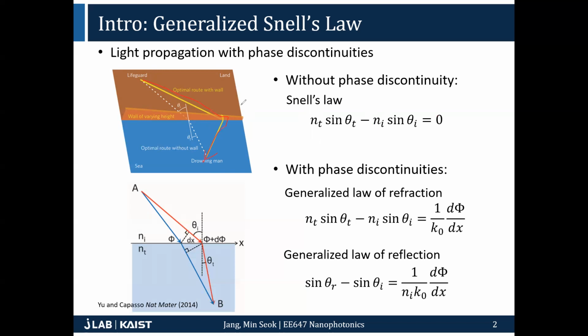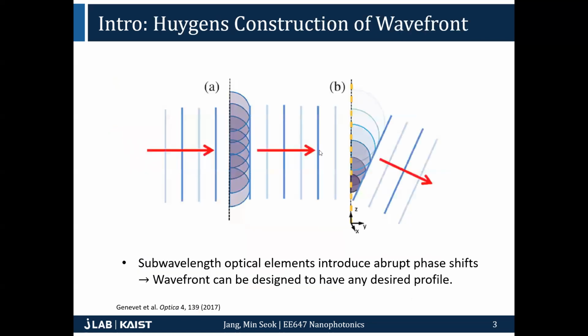Because the lifeguard wants to minimize the time that he goes through the wall, so he wants to go this way instead of that way, because here the wall is kind of too tall, right? So making a metasurface is kind of designing this wall. Okay, so this wall can be arbitrarily shaped so that we can basically control the propagation of light. Okay, so that's the general idea of things.